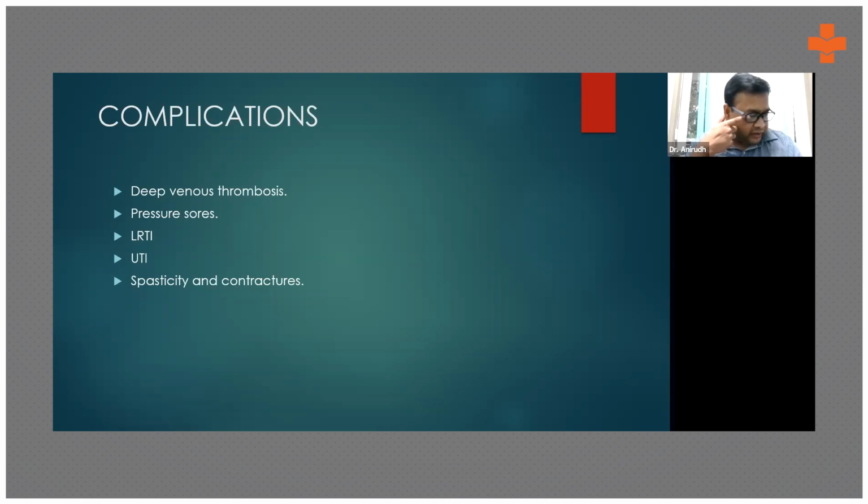Then we have spasticity and contractures. Now, spasticity is very commonly seen in all the stroke patients. And as I told, spasticity is basically the increased tone, which will depend upon the velocity of the movement. So it's very difficult to prevent spasticity. The best way is to prevent deformities and contractures.